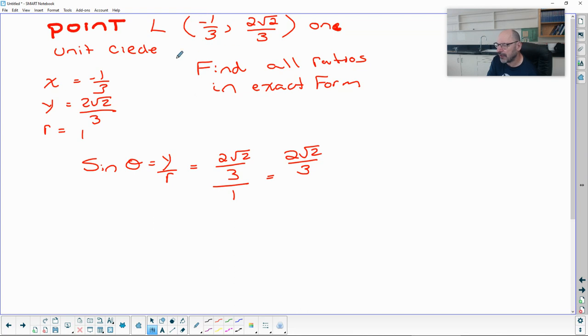Okay? Cosine, same thing. It'll be this one here. Cosine is x over r. So that's just going to be negative 1/3 over 1, which equals negative 1/3. Pretty easy to do, right? Okay.